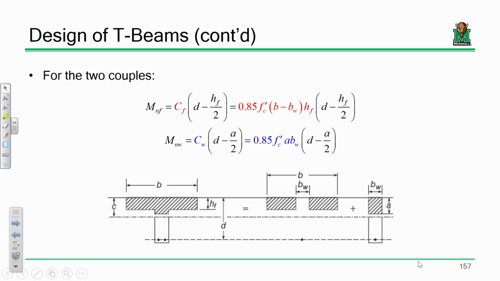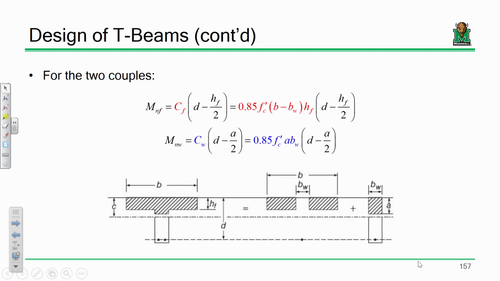We had a force, and then we had a moment arm. The force here was 0.85 f'c times that thickness times that total width, and that total width was b minus bw, so that's how we got that. And then the moment arm was d minus half the flange height. For the web couple, it was 0.85 f'c times that area times the distance of d minus a over 2. Y'all remember that? Is everybody okay with that? I know I'm just throwing that at you, but we did that together in our 9B example.